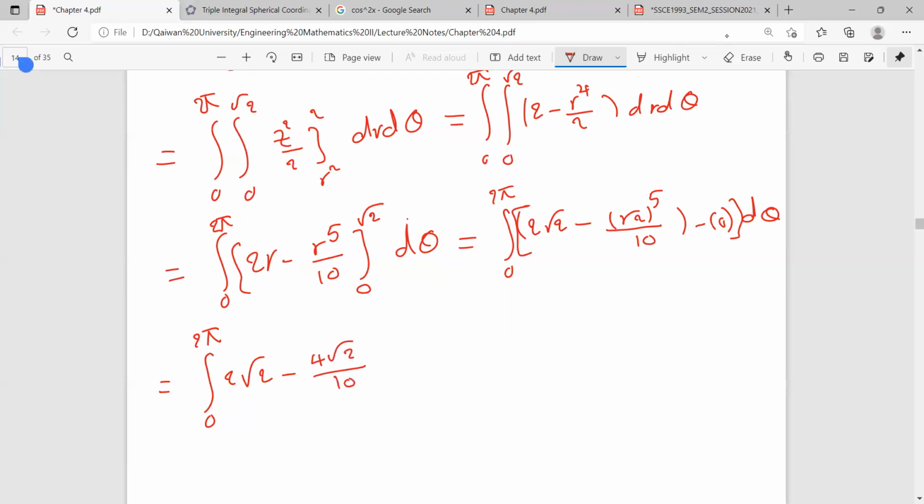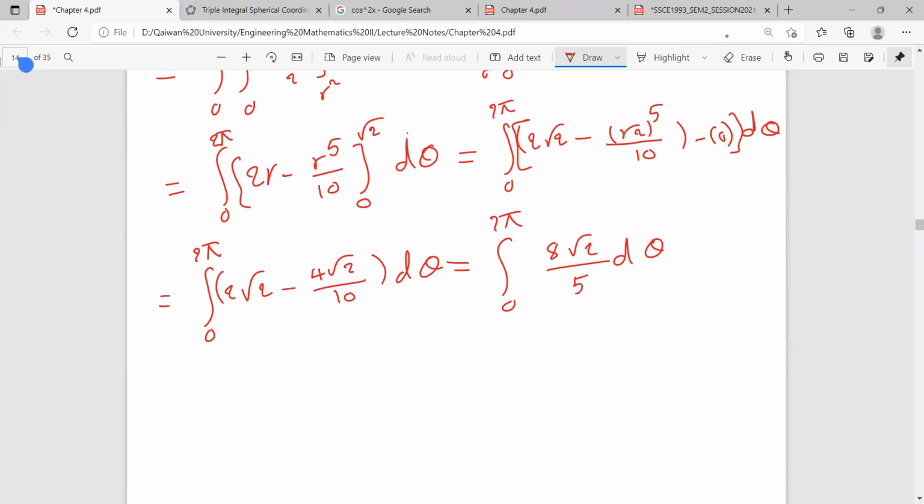Now we can find the sum of these two. We can simplify this. It becomes from 0 to 2 pi. Finding the common denominator here, we get 20 square root of 2 minus 4 square root of 2, 16 square root of 2 divided by 10, d theta. Now these two can be cancelled out, dividing by 2. This is 5, this is 8. So you get 8 square root of 2 divided by 5.